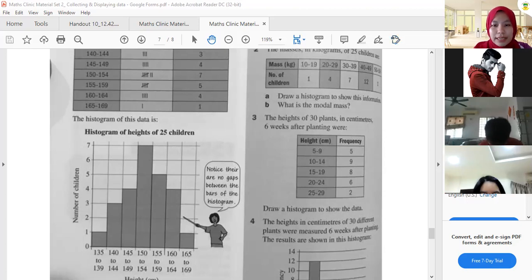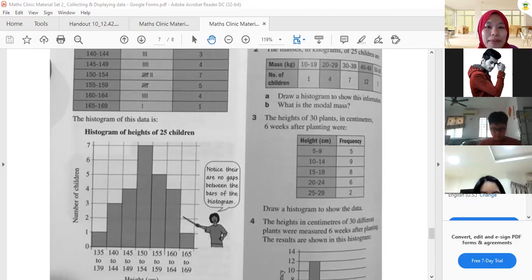If discrete, you will have a bar chart. If group discrete or continuous, you will have a histogram. So the difference: you will see that there's no space between bars in a histogram, but for a bar chart you will see spaces. Can we write frequency on the y-axis? Yes, usually frequency we write on the y-axis, because it will determine how high your bar chart is.